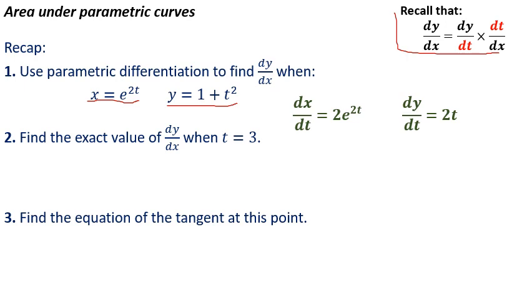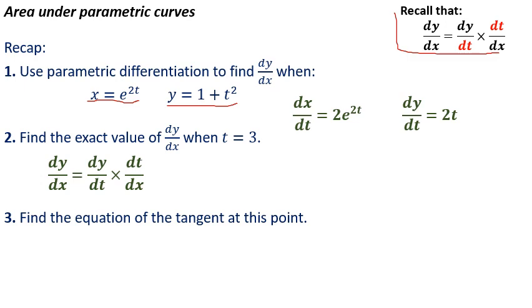For part 2, the exact value of dy by dx. Now, there are a couple of different ways you can do this, but both of them will require the use of this rule in the top right corner. And the only choice you have to make is whether you're going to substitute t equals 3 into dx by dt and dy by dt originally, or if you're going to do it after you combine them. In this case, substituting t equals 3 in probably makes life a little bit simpler if we do it straight away, but I'm going to show you what happens if we don't do it straight away.